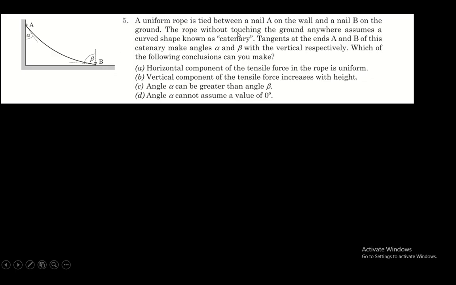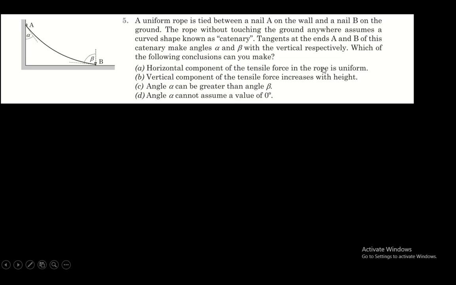The rope, without touching the ground anywhere, assumes a curved shape known as catenary. Tangents at the ends A and B of this catenary make angles alpha and beta with the vertical respectively. Which of the following conclusions can you make?